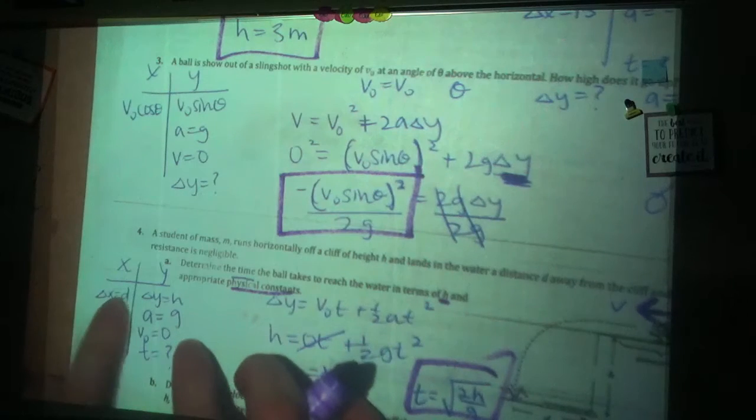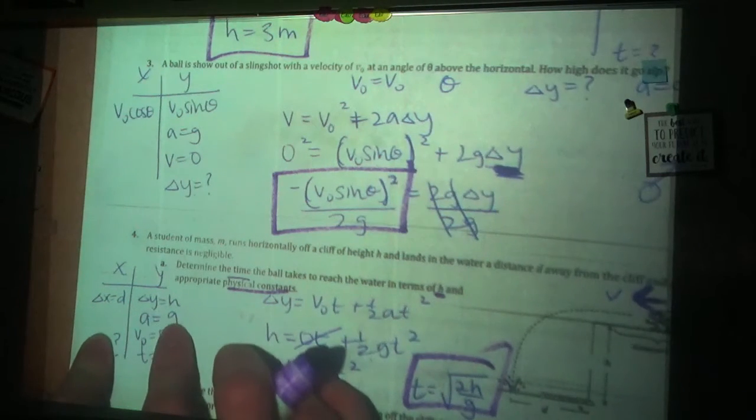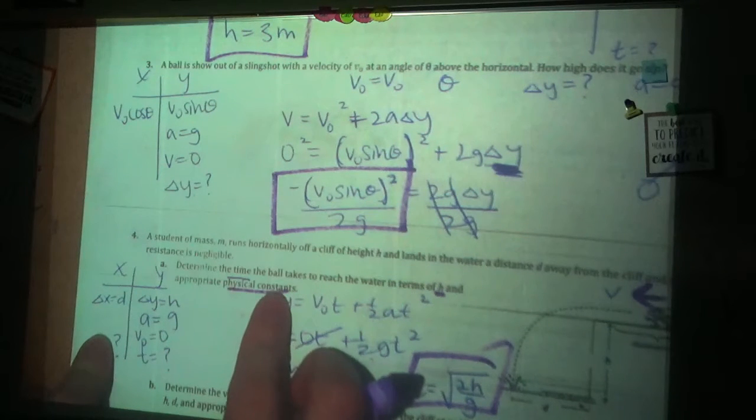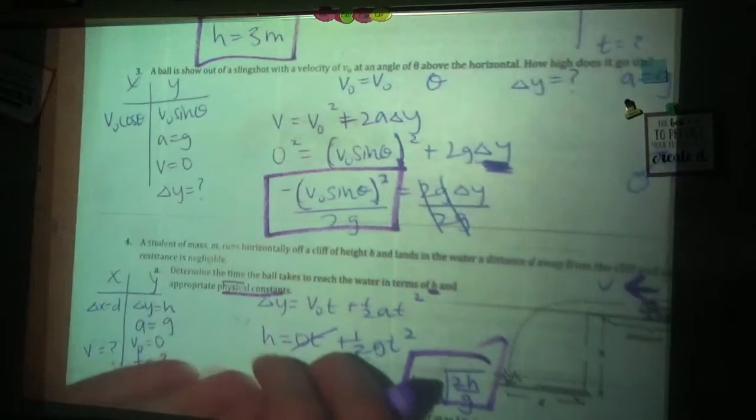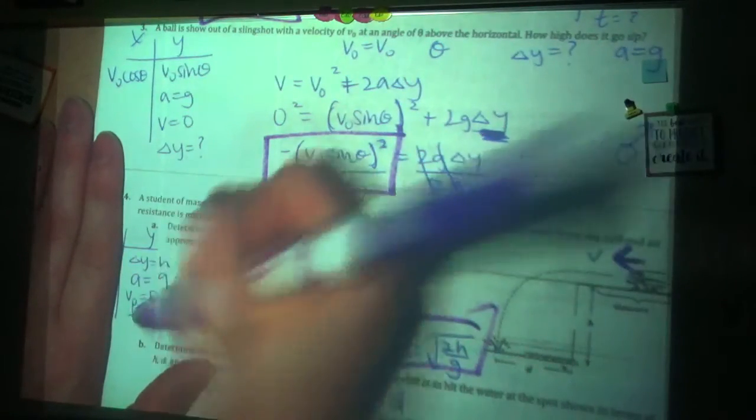I plug in displacement x, displacement y that we're given, and then acceleration is g because it says use appropriate physical constants, so we'll just use g for acceleration of gravity. And I asked you to determine the time. Now there's not enough information for x, so I'm going to use a y equation. I'm looking at delta y, a, v naught, and t. That's the second equation.